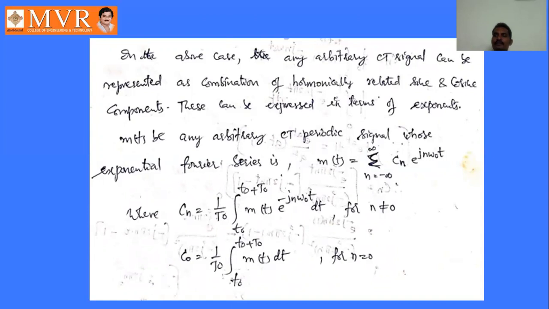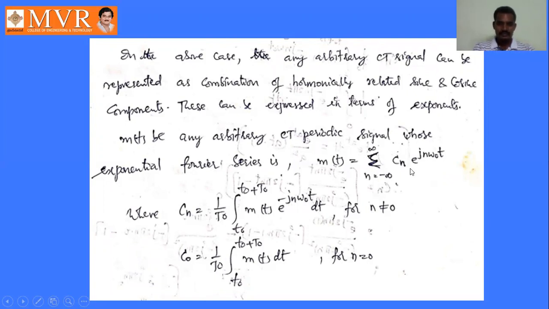So m of t is basically an arbitrary continuous time signal whose exponential Fourier series is represented like this: m of t is equal to sigma n equal to minus infinity to infinity Cn into e power jn omega naught t, where Cn can be expressed as 1 by T naught integral T naught to t naught plus T naught m of t e power minus jn omega naught t dt for n is not equal to 0.